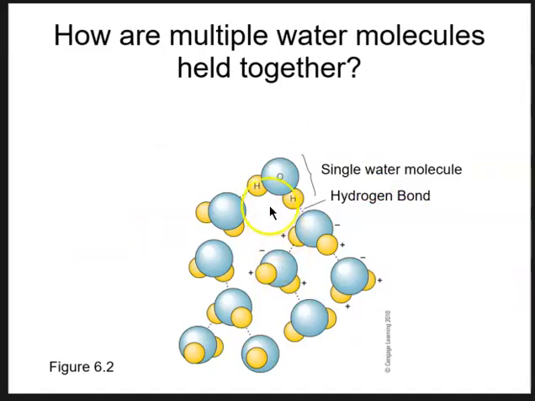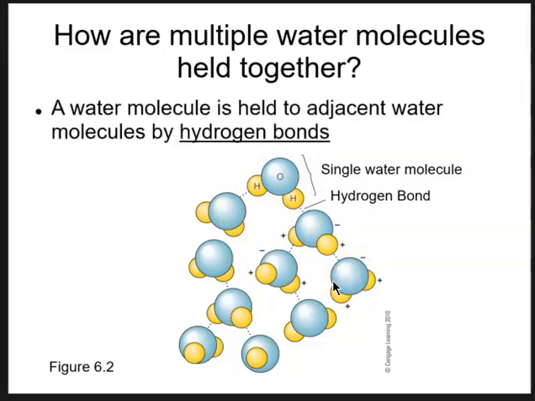Here we have a water molecule, with the oxygen and then the hydrogens attached to it. And notice that we've got another water molecule attached to that water molecule, another one over here attached to that molecule, and so on. So we've got multiple water molecules that are attached together. The bond that holds those together is called the hydrogen bond. So a single water molecule is held to adjacent water molecules by way of hydrogen bonds.